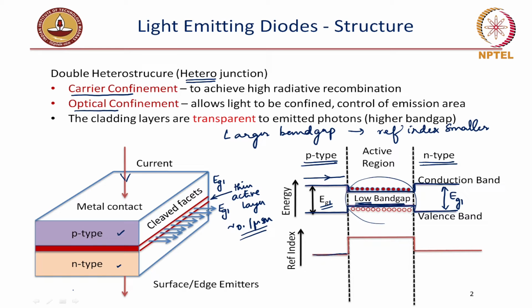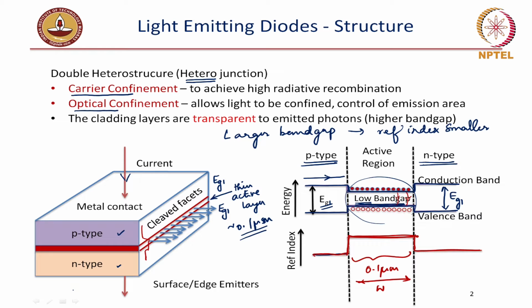So the plot that you see in red actually shows the refractive index profile across the semiconductor, and this small region, which is of the order of 0.1 micron width, has a higher refractive index. This is the region where the electrons and the holes are recombining, and that's where the photons are generated.